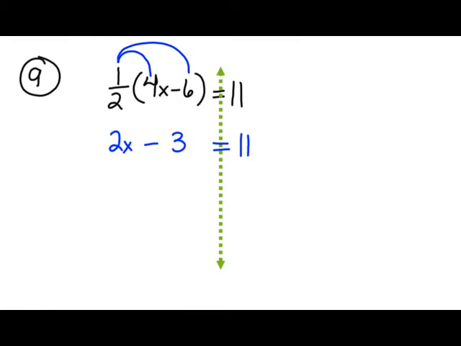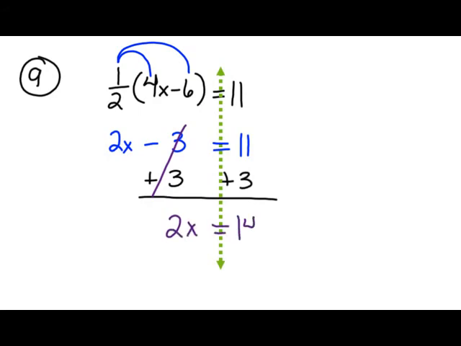Next, we get rid of the subtracting 3 by adding 3. Now we have 2x equals 14. And last but not least, we divide by 2. And we get x equals 7, and I'm done.